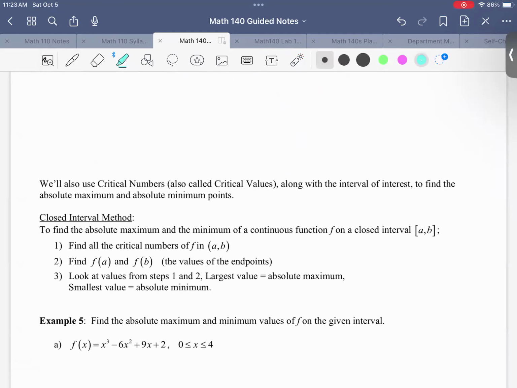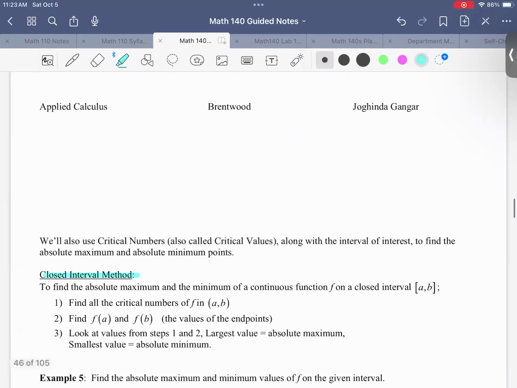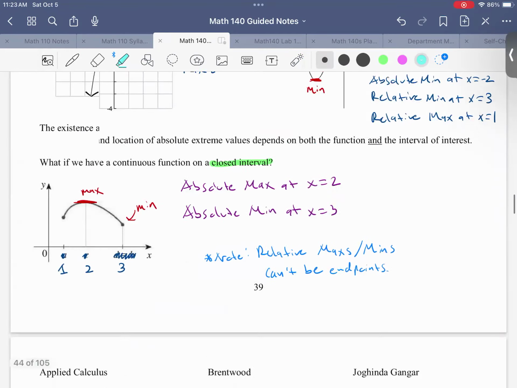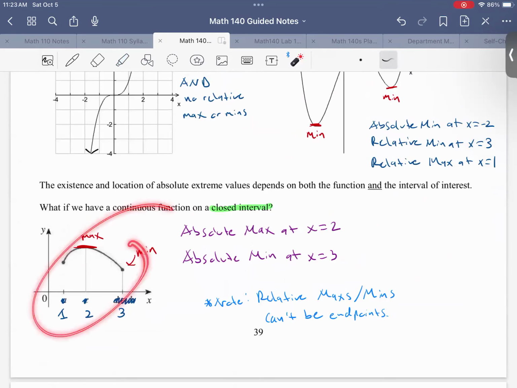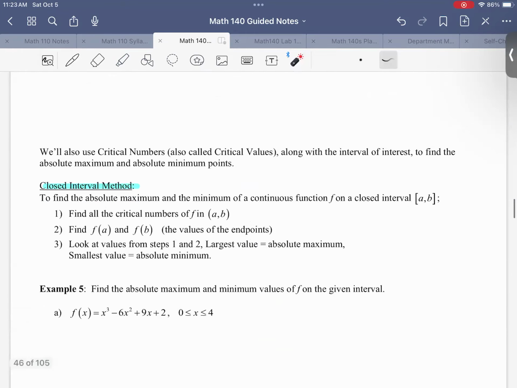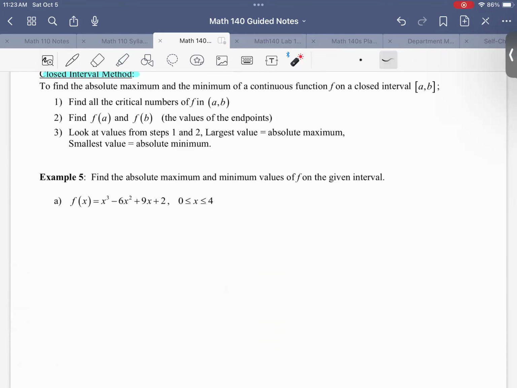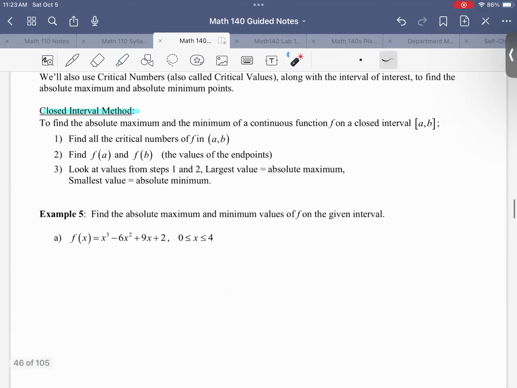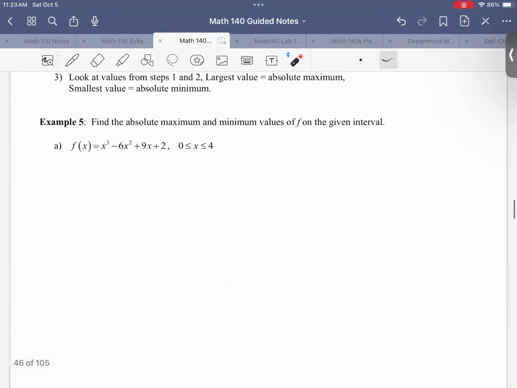But what if we are on a closed interval? Kind of what we saw in this example here. What if it's a closed interval? We don't have a graph though. How do we find the mins or maxes of that? So there's an easy way to do that. We have this example here. Here's a step by step. We'll go over that in a second, but here's an example right here.